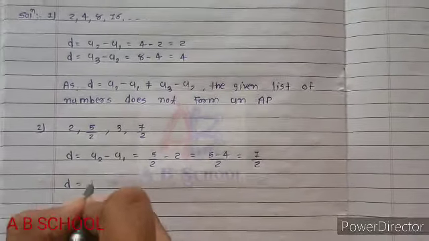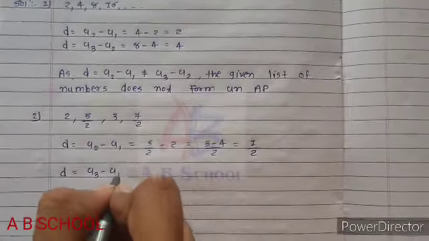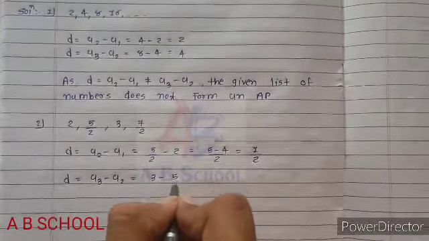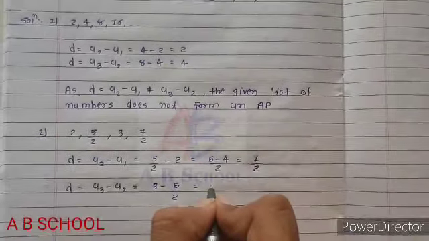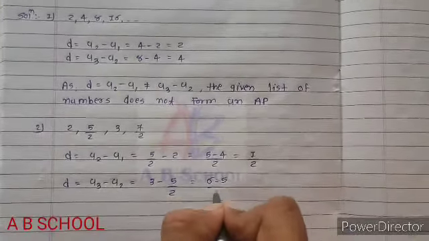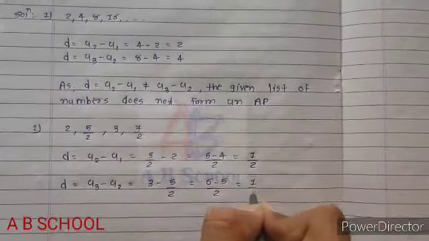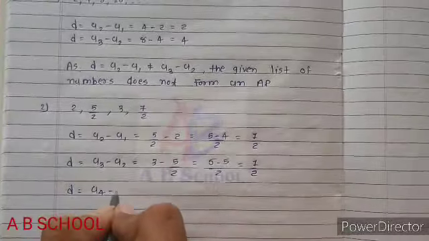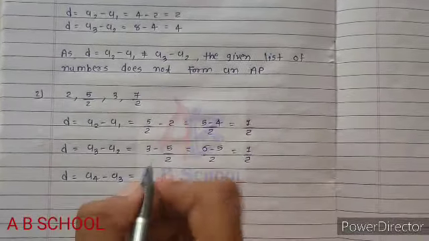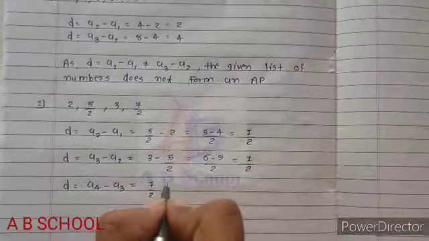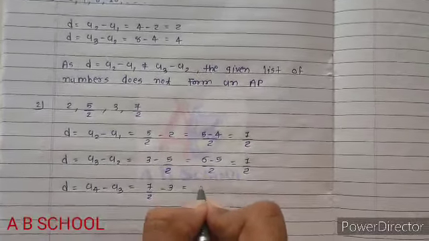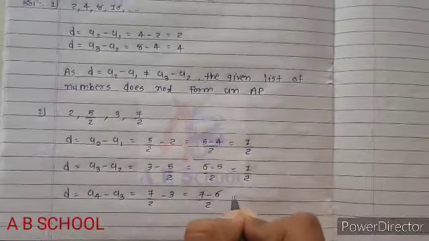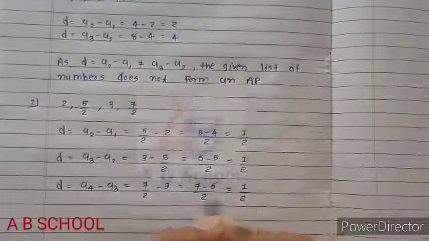Now second, D is equal to A3 minus A2. Value of A3 is 3, minus A2 which is 5 by 2. (6 minus 5) by 2 is equal to 1 by 2. Now next, D is equal to A4 minus A3. Value of A4 is 7 by 2, minus value of A3 which is 3. (7 minus 6) by 2 is equal to 1 by 2.